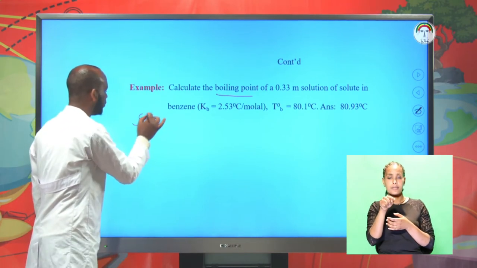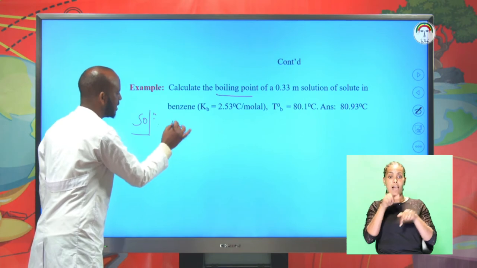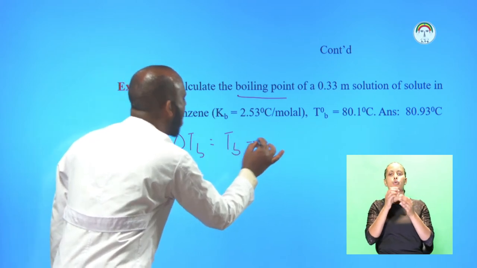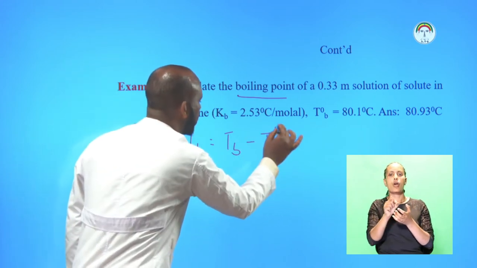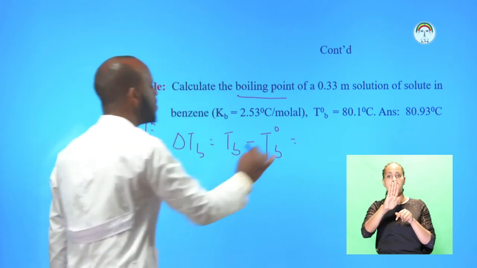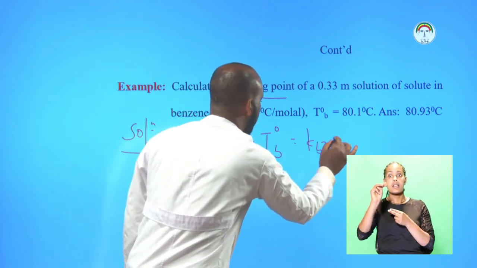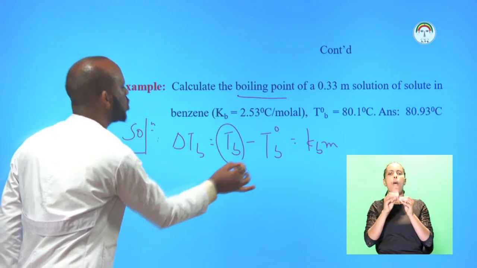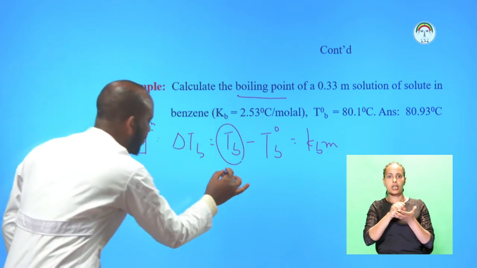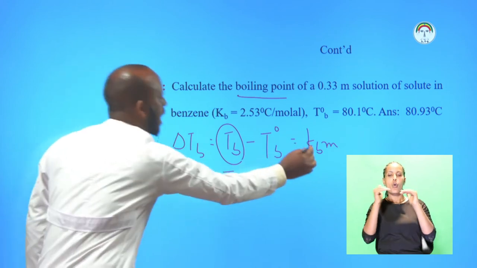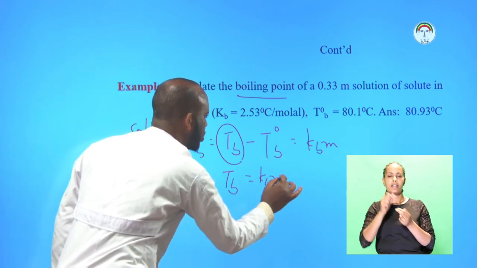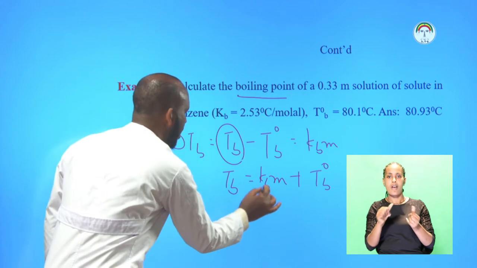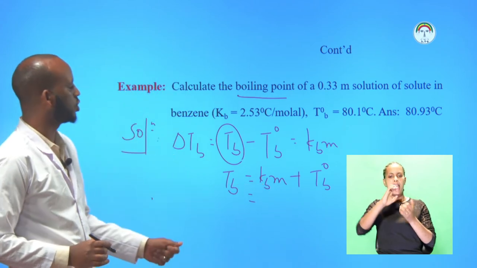Therefore, delta TB, boiling point elevation, equals the boiling point of the solution minus the boiling point of the pure solvent, T naught B, equals KB times molality of the solution. You are asked to calculate the boiling point of the solution. TB equals KB times molality of the solution plus the boiling point of the pure solvent.